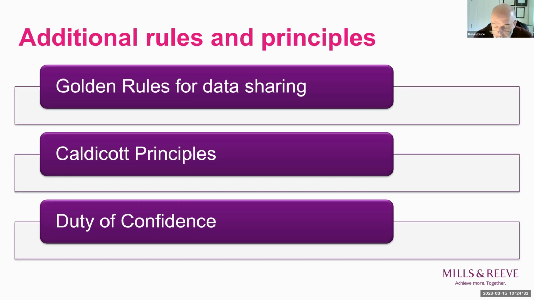6, data sharing should be necessary, proportionate, relevant, accurate, timely, and secure, and always follow your organization's policy on security for handling personal information. And finally, 7, keep a record of your decision and the reasons for it, whether it is to share information or not. If you decide to share, then record what you have shared, with whom, and for what purpose.